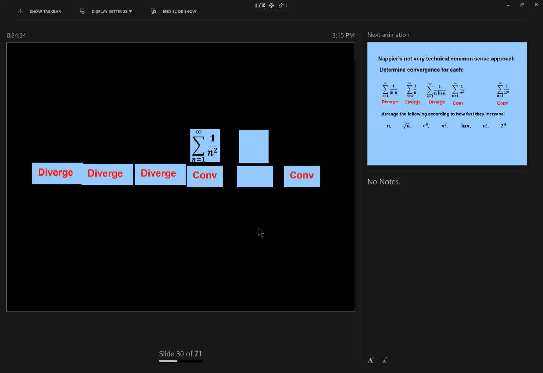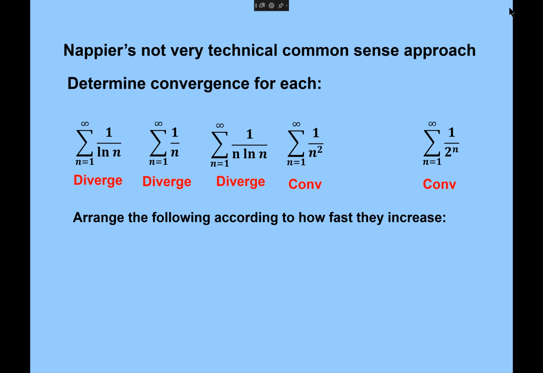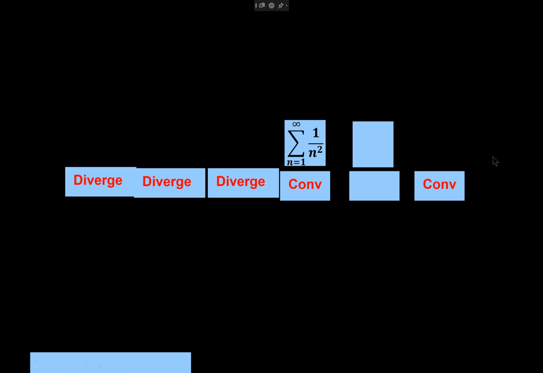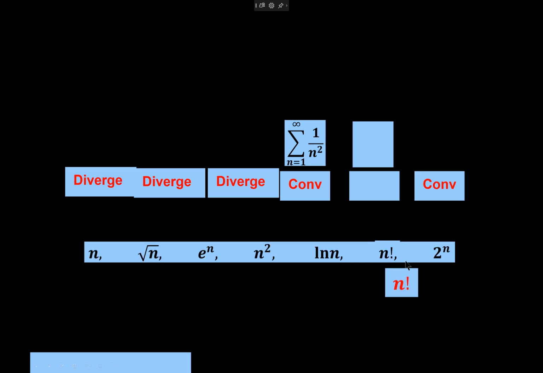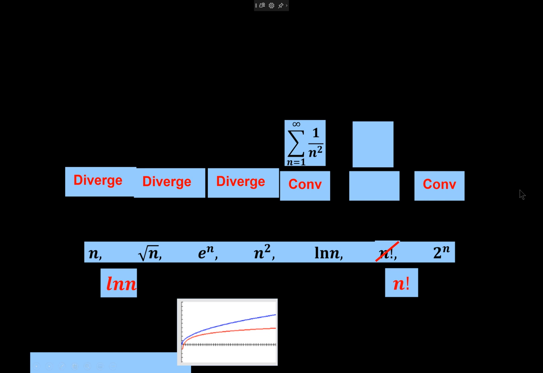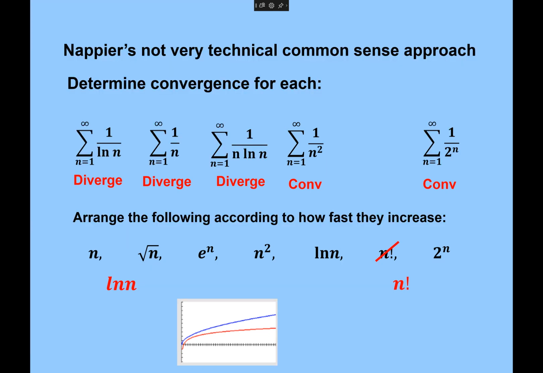Okay, write down, going across: n, square root of n, e to the n, n squared, natural log of n, n factorial, and 2 to the n. Holy cow, all kinds of crazy stuff is going on. Okay? Can you put those in order from how fast they increase, from slowest to fastest? Like, which one has to be the fastest?